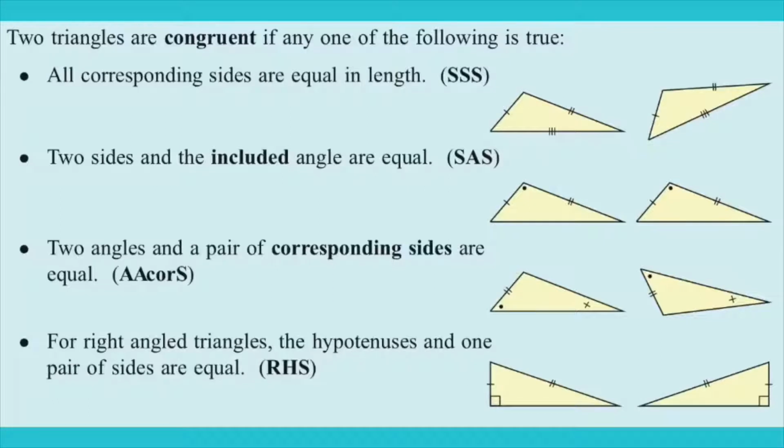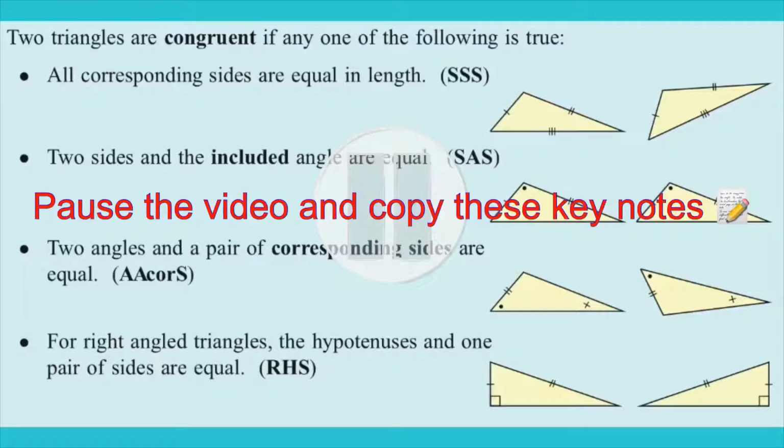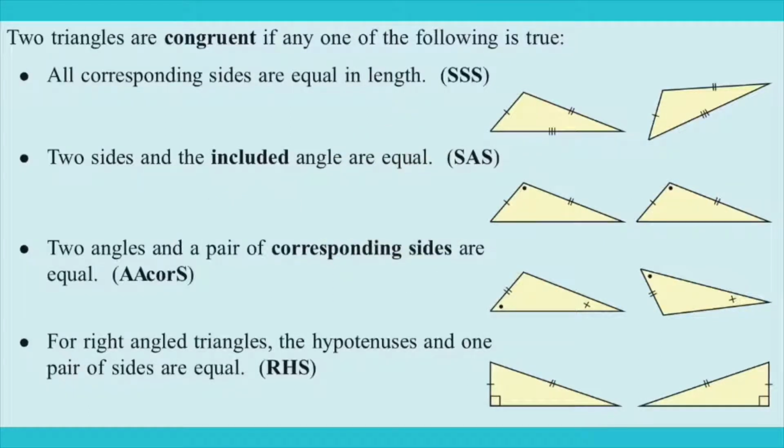There are 4 rules for producing congruent triangles. Two triangles are congruent if any of the following is true. All corresponding sides are equal in length, so we can abbreviate it to SSS, side, side, side. So these two triangles are congruent since each corresponding side has the same length.